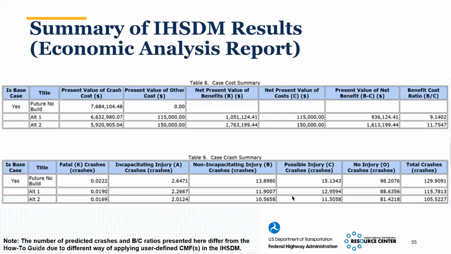To look at the summary of the economic analysis, again, as I showed, alternative 1 results in a 9.1 benefit cost ratio, but alternative 2, 11.7.